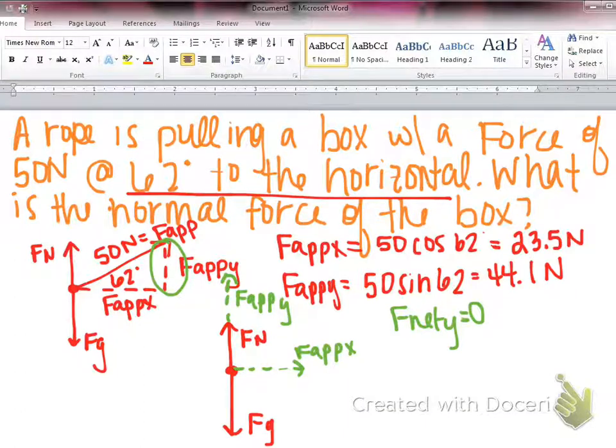So let's set up our net force equation. 0 equals upward forces minus downward forces. Okay, so we have how many upward forces? 2. F normal plus F applied y, minus what downward force do we have? Force of gravity.